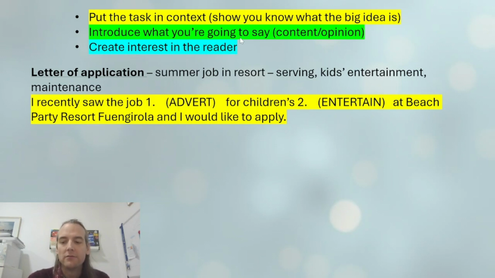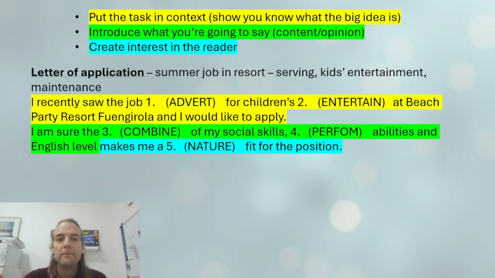What are you going to talk about? Well, as a job application, you're going to talk about why you should get the job. I am sure the combination of my social skills, abilities and English level makes me a fit for the position. And we can see here I've combined them a little bit, but I am going to talk about my social skills, my performance and my English level, because these are all good features to have in a candidate for someone working in a resort.